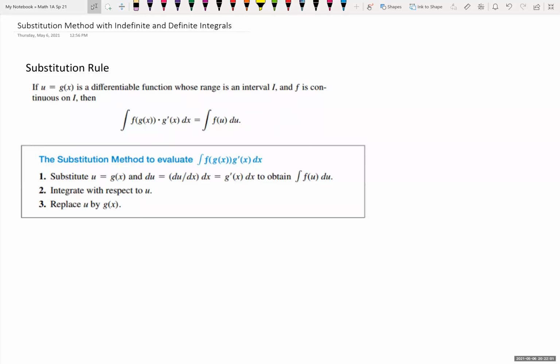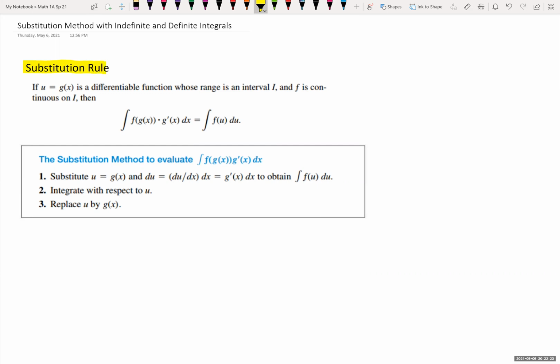Now we're looking at what is called the substitution method. The substitution method gives us a way to manipulate integrals that we don't know how to take the antiderivative of. And so this just gives us a way that we could find the antiderivative. So here is what's called the substitution rule.